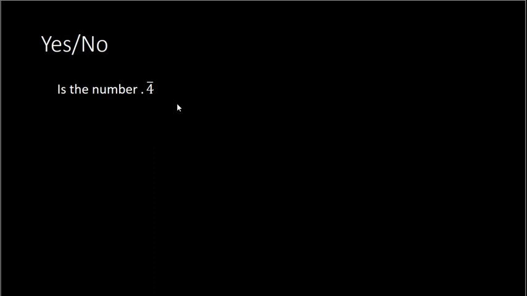The next number is 0.4 repeating. Is this real? Yes, this would be real, because the only thing that's not real would be the square roots of negative numbers. What about rational? Well, yes, this would be rational, because the only thing that is not rational would be our decimals that keep going on forever without repeating. This does repeat, even though it goes on forever, which makes it rational.